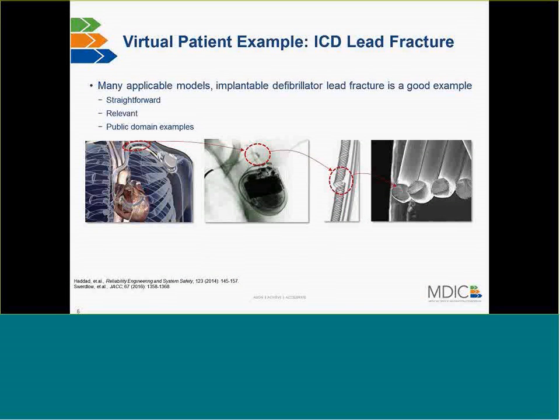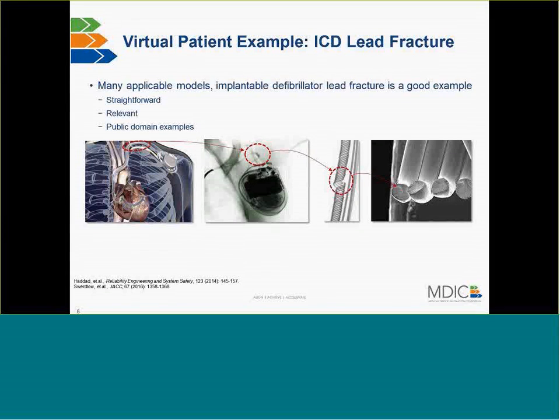So let's make things a little bit more specific and talk about an example of virtual patient modeling. It always helps to have something you can put your mind around. There certainly are a lot of applications that we could have discussed. Lead fracture: a defibrillator lead is like a wire that connects a pulse generator to somewhere in the heart. When a dangerous rhythm is detected, the defibrillator will deliver a shock that hopefully restores a normal rhythm to the heart. When the lead fractures, obviously that has potentially life-threatening consequences. So it's a very relevant failure mode.